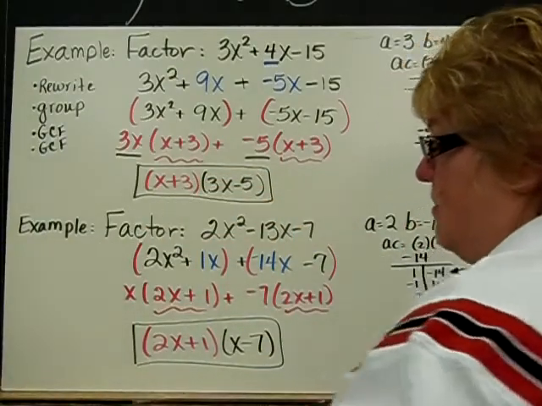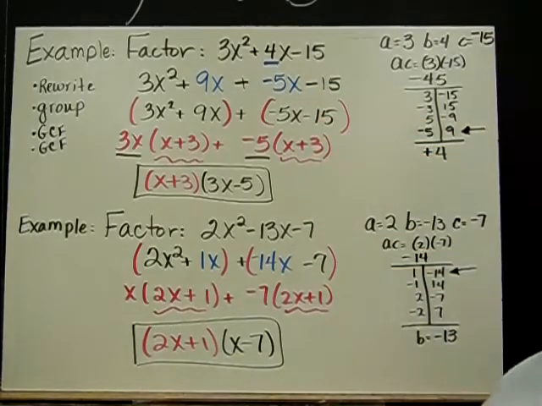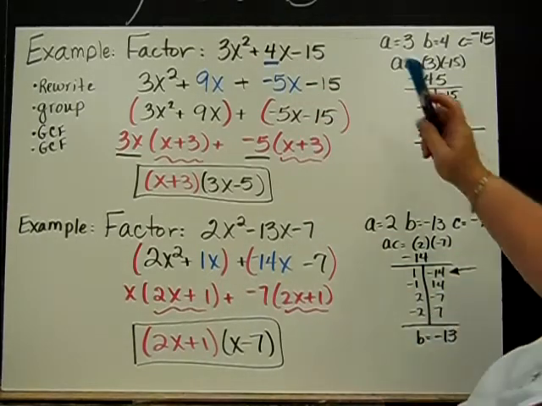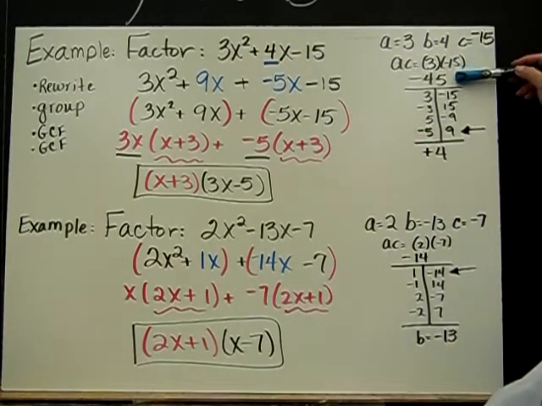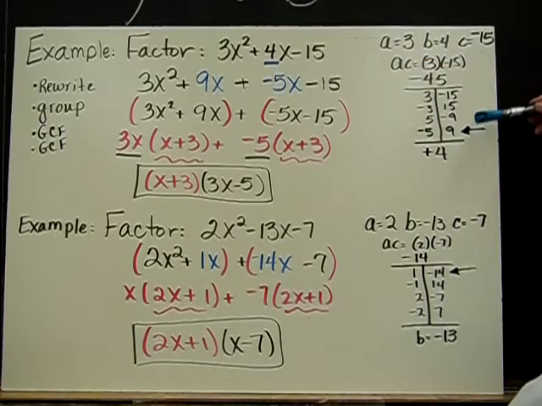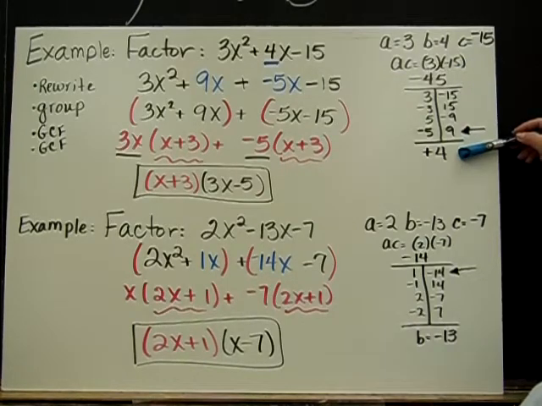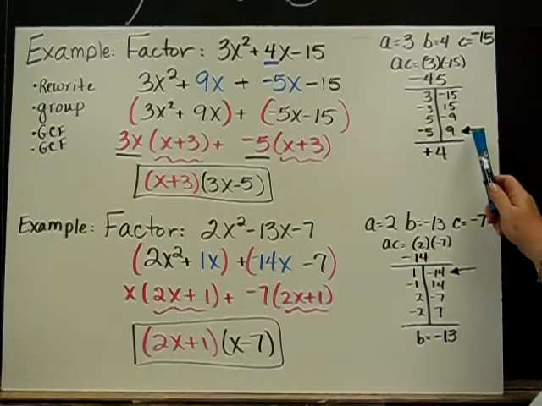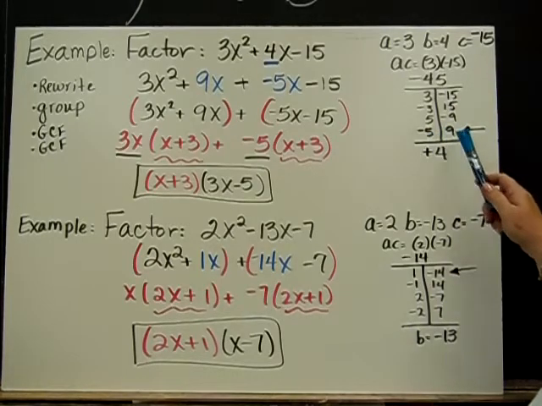Okay, here's another example. Notice that we have a subtraction in this one, so we have to watch what we do with the signs. Our AC test, 3 times negative 15 gives us a negative 45, and our B is a positive 4. So we want to find a pair of factors that multiply to give us a negative 45 and add to give us 4. And I've written down some of the factors of 45 here, and the only one that gives us a negative 45 and a positive 4 is a negative 5 and 9.